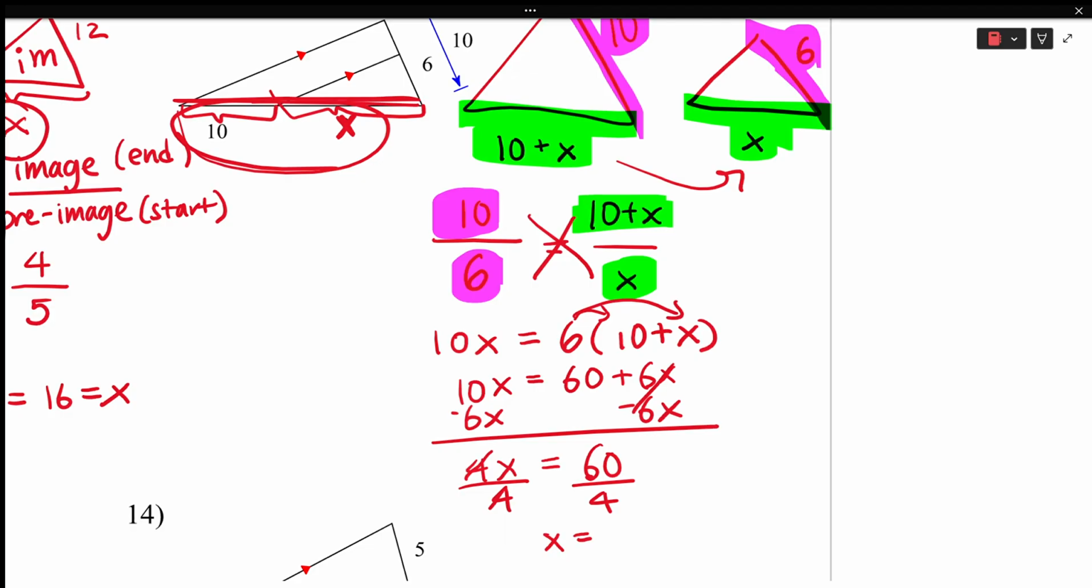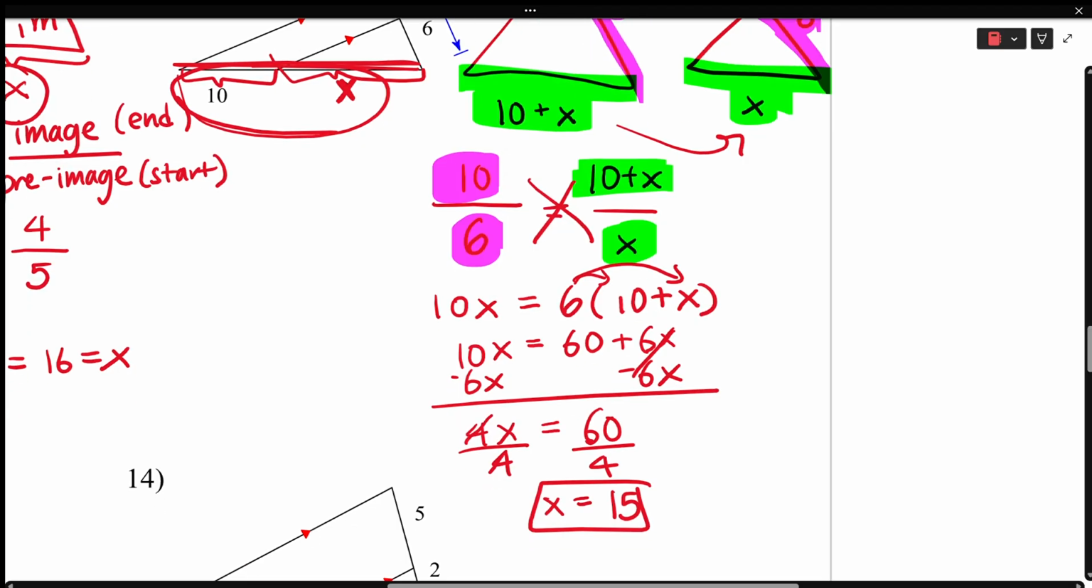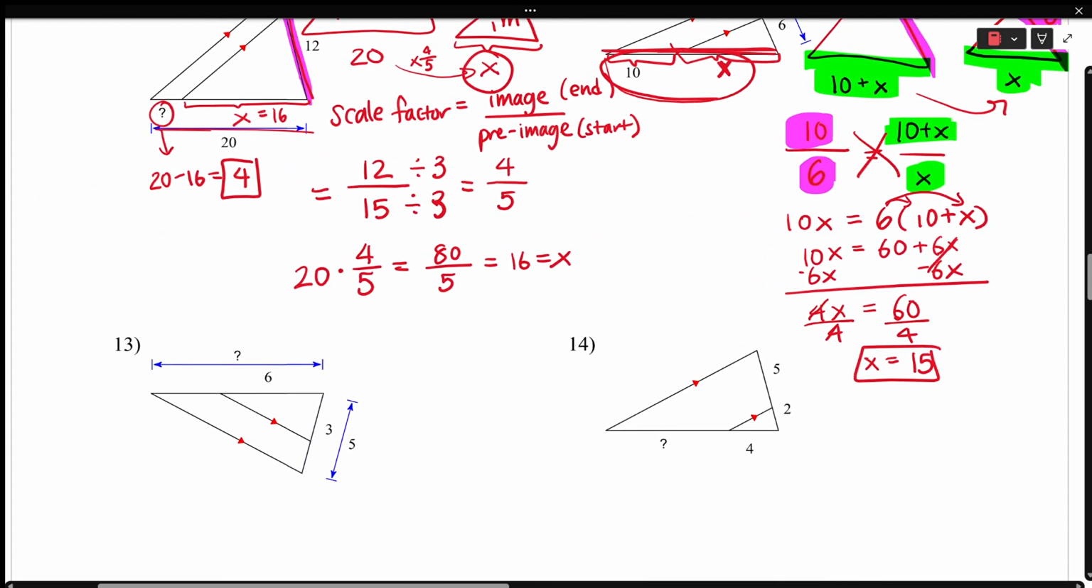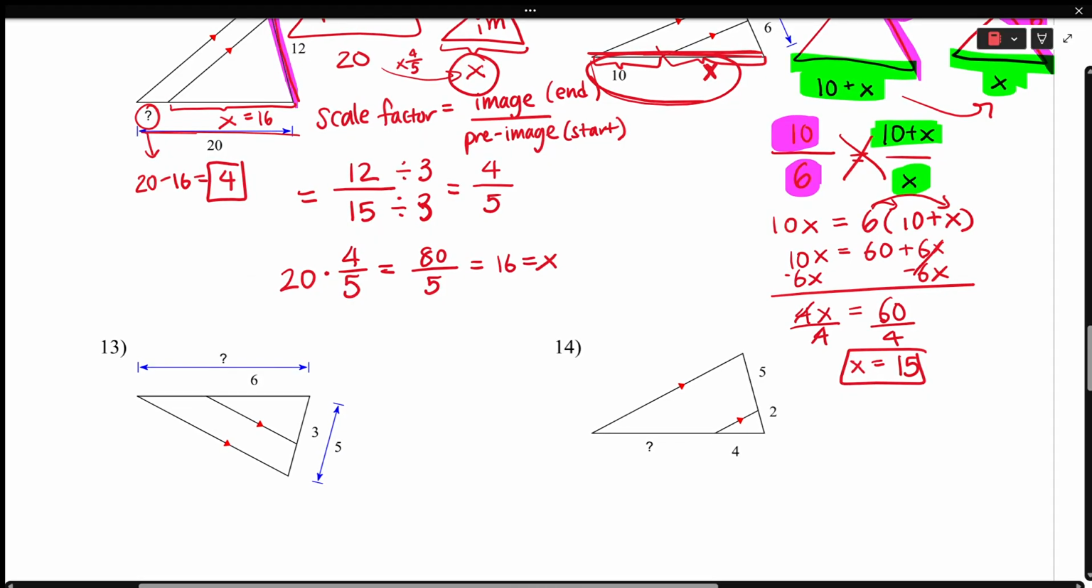Let's see. Sorry. 15. Yeah. So x is 15. That's it. Right? X is 15. These problems, you could do them on your own, right?